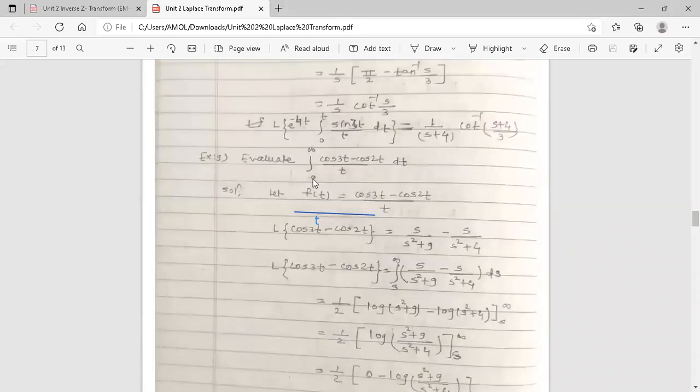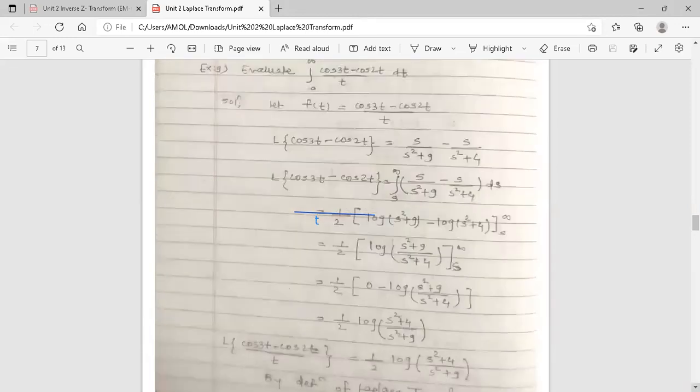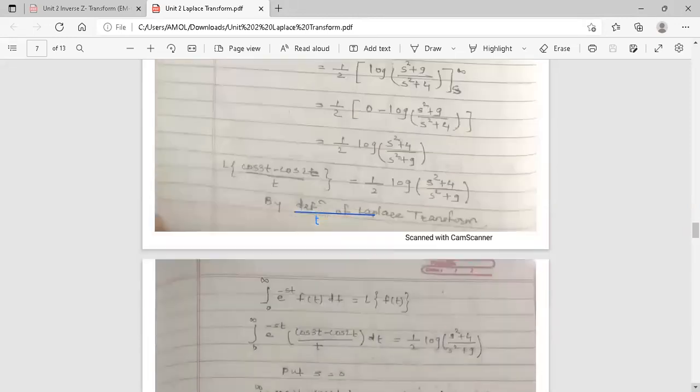Now we want the Laplace transform of this integration, sorry, not Laplace. We want the value of this integration, the integration over 0 to infinity, where inside the bracket the function is there. So using the definition of Laplace transform: the integration over 0 to infinity of e raised to minus st f of t dt is equal to the Laplace of f of t. This is the definition.